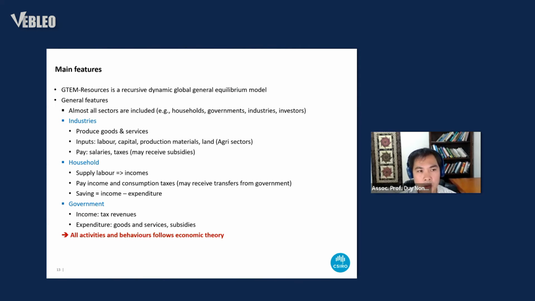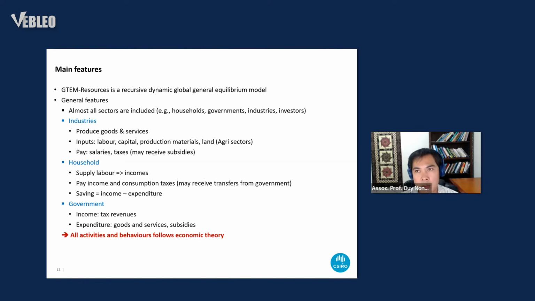And the main feature of the model is that maybe you have heard about the CGE model, and GTEM-Resources is also a recursive dynamic global computable general equilibrium model. Just imagine that we try to bring real-world economic activity into the global model. So the general feature of the model is that it includes almost all sectors in an economy, for example, household, the government, industries, investor, exporter, and importer.